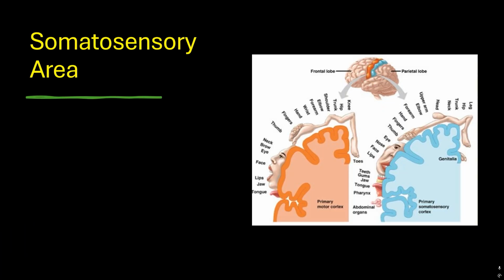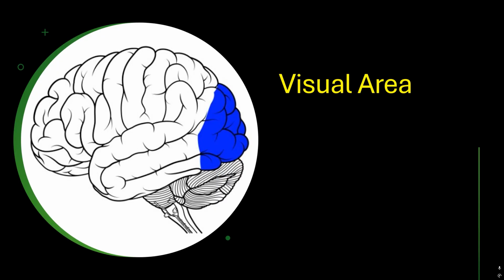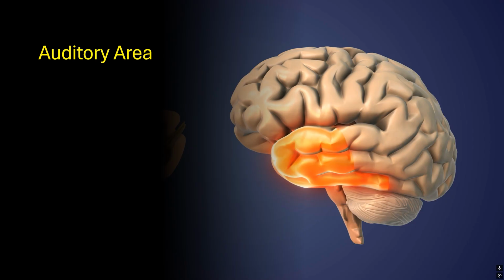The somatosensory area is located in the parietal lobe, and it processes information from the senses such as touch, pressure, pain, and temperature. It also has a sensory map of the body, our sensory homunculus. Our visual area, towards the rear of the brain, is located in the occipital lobe. It's responsible for processing visual information from the eyes, such as color, shape, and movement. Our auditory area is located in our temporal lobe, and it processes sounds, including speech, music, and other noises.